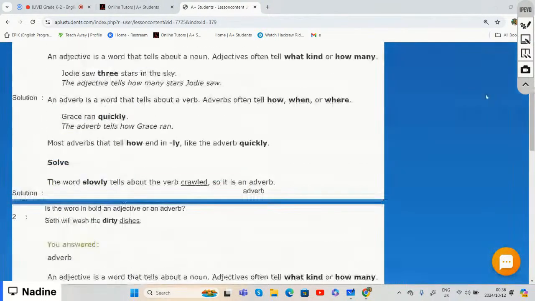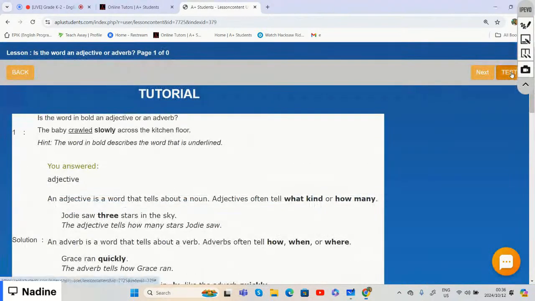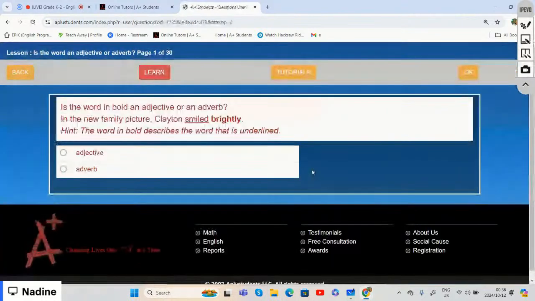All right, so now we're going to our test. And this is where we're going to say now, is the word an adjective or is the word an adverb? We don't need to say, we need to choose that. It says we need to choose the word in bold. Look at the word in bold. It will tell us if it's an adjective or an adverb. In the new family picture, Clayton smiled brightly.